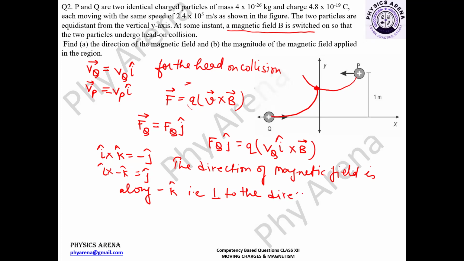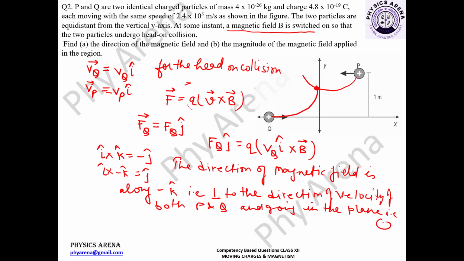That is perpendicular to the direction of velocity of both P and Q and going into the plane, that is, across.